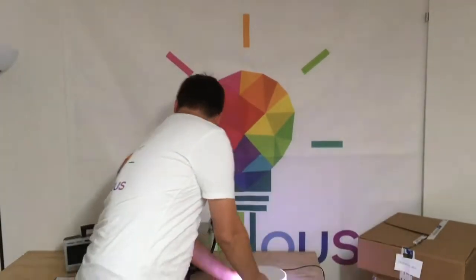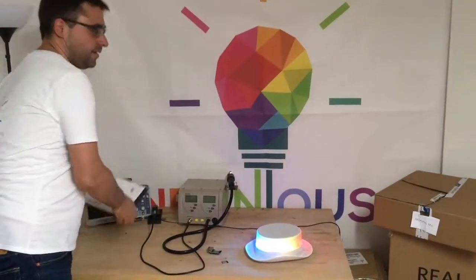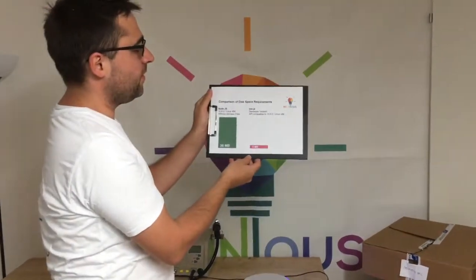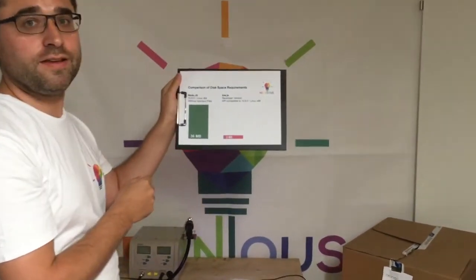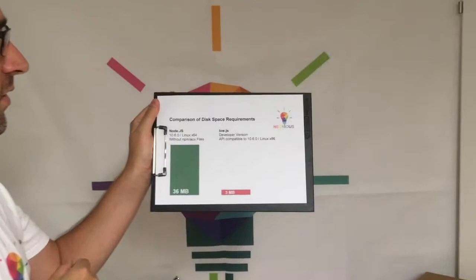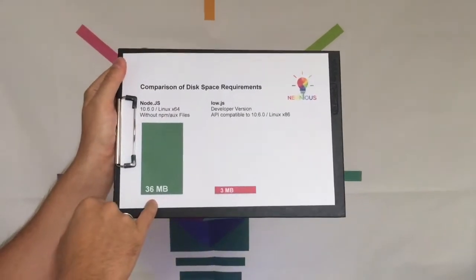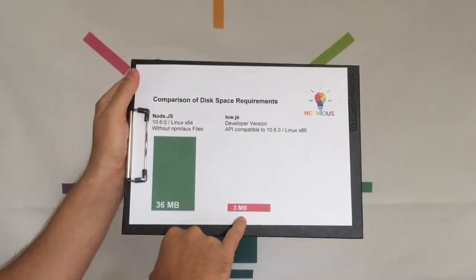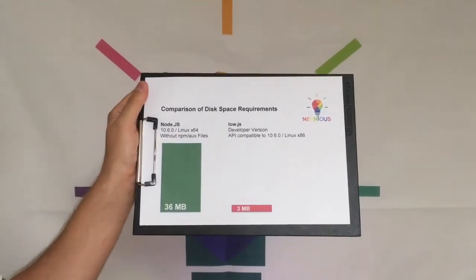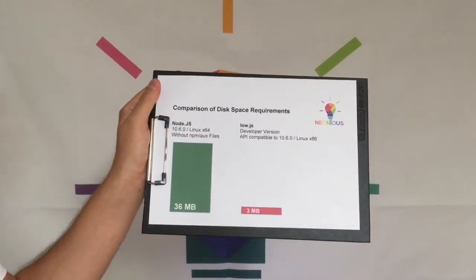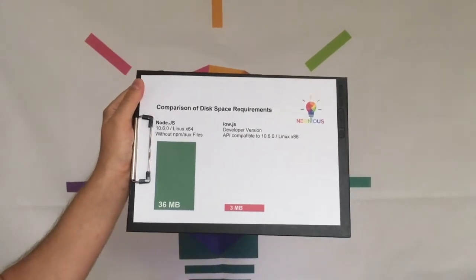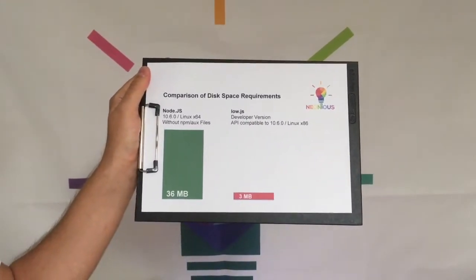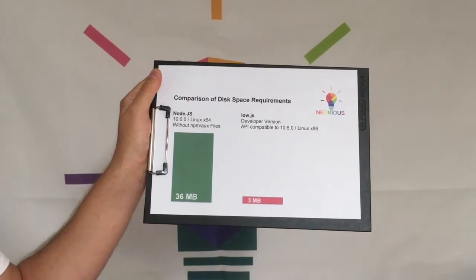Also, let me show you some statistics. This is the comparison of the disk space requirements. With Node.js, you need 36 megabytes of disk space. With Low.js, you only need 3 megabytes of disk space, which means you can actually run on the ESP32, such as the Low.js hat uses, or on other systems such as Nintendo DS with DS Linux.